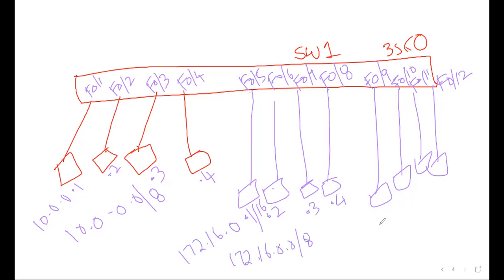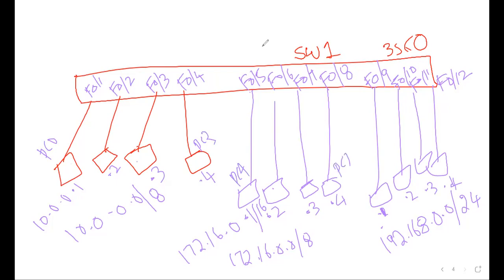And this is 192.168.0.0/24, with hosts .1, .2, .3, .4. So what I mean is, let's say this is PC 0, PC 1, PC 2, PC 3, this is PC 4, PC 5, PC 6, PC 7. This is PC 8, PC 9, PC 10, PC 11.